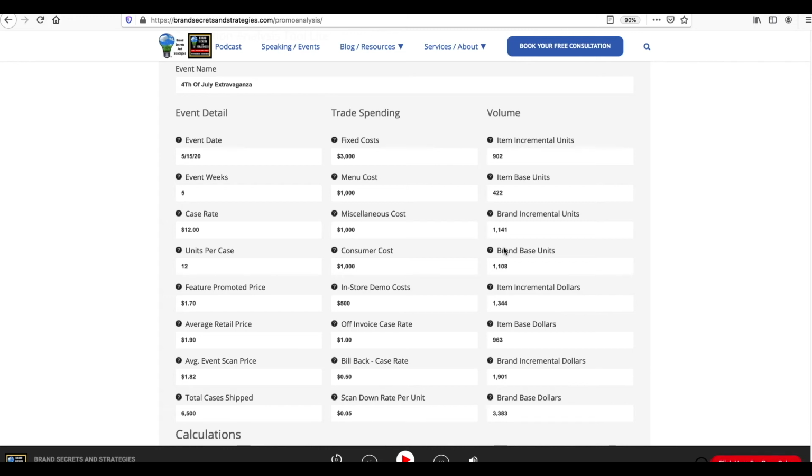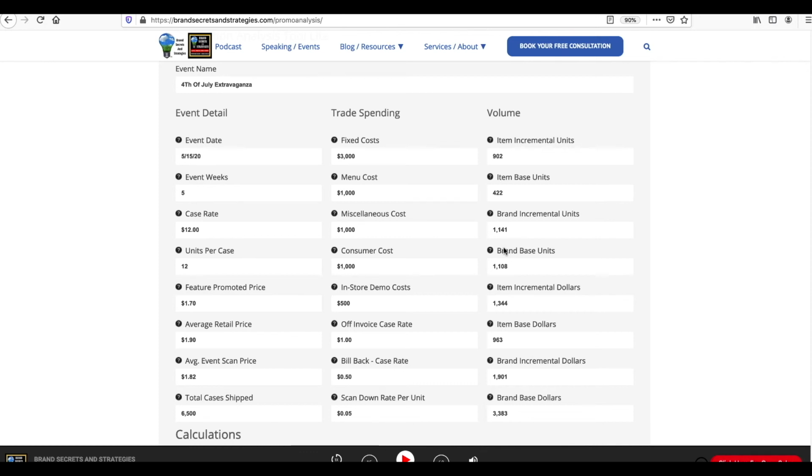So you've got your base units. Your base units are your sales in the absence of a promotion. Your incremental units are the extra units that you sell during those weeks that you promote. Input all of that. In terms of the dollars, simply multiply how many units times the average retail price when it's promoted, or how many units times the average everyday retail price. That's how you get to some of this information.